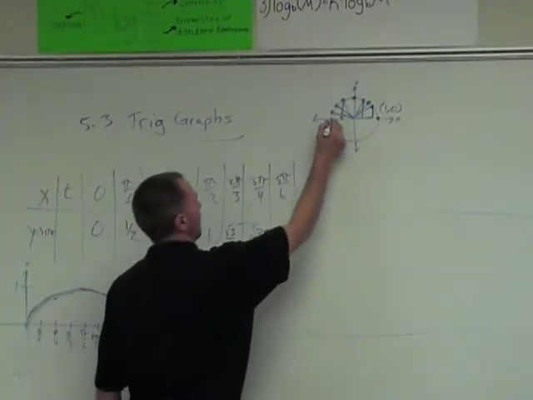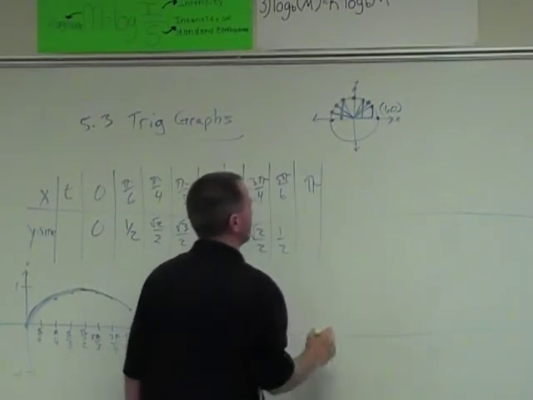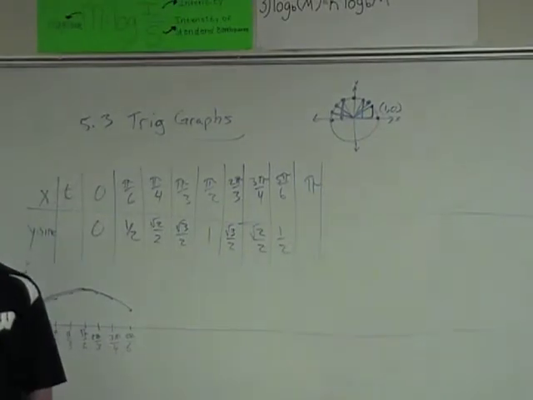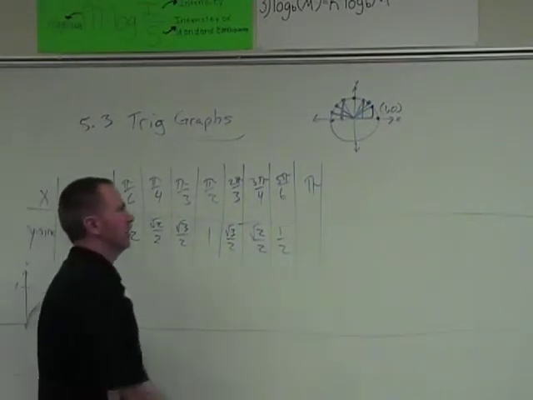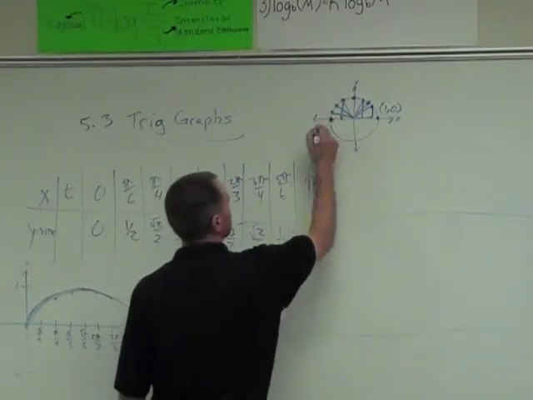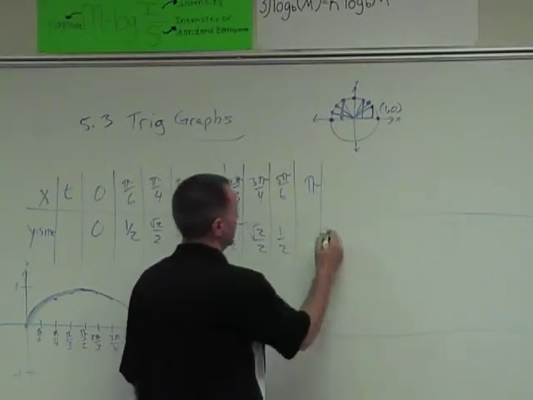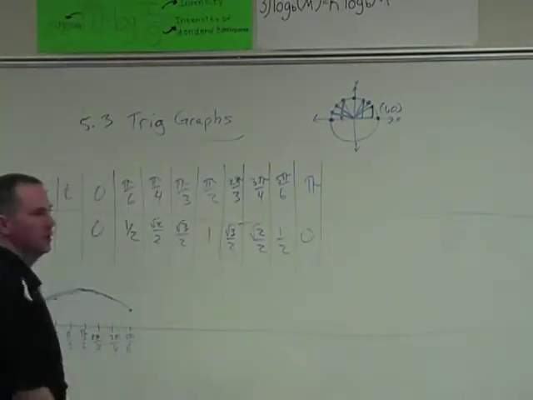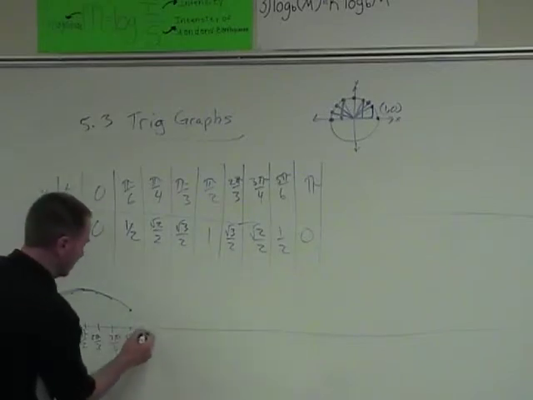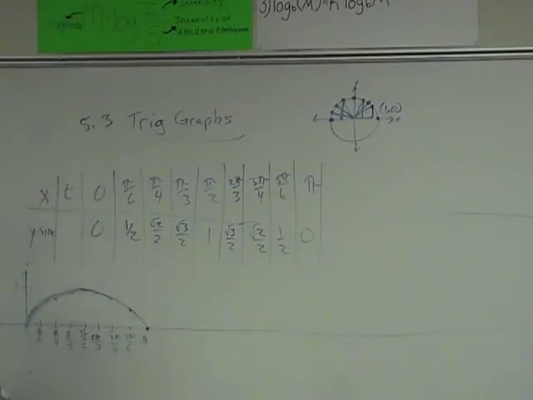And then we are at pi. What is the y value at pi? This coordinate right here, what is that coordinate? Maybe 1, 0, the y value is 0. So when we get to pi, we're 0.